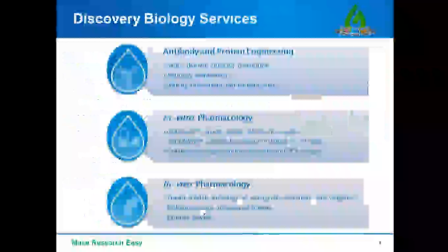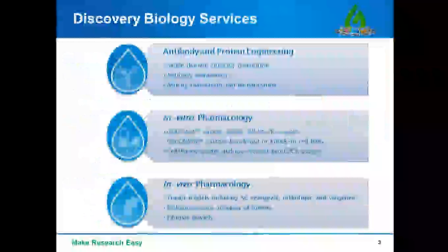To highlight some of our key offerings, our antibody and protein engineering services include generating single-domain antibodies, where we are the only CRO to offer this as a service. We are also capable of downstream engineering, such as antibody sequencing, affinity maturation and humanization. Our humanization service guarantees the affinity to be equal or better than the parental antibody.